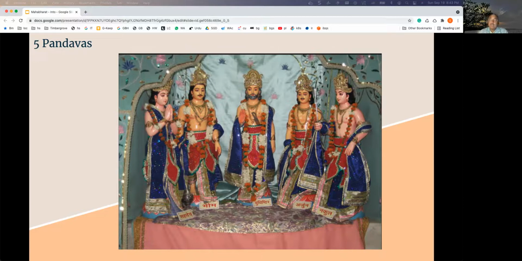And then she begets a son from the wind god, and his name is Bhima. And then Pandu has two other sons from another wife, and they are Nakul and Sahadev.